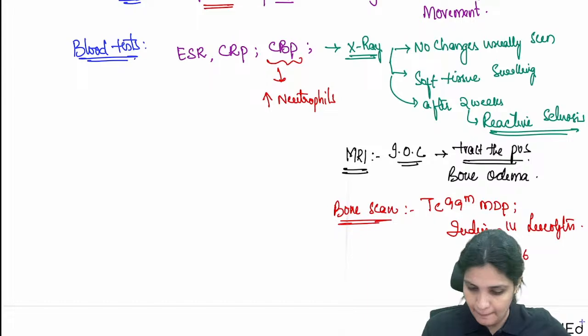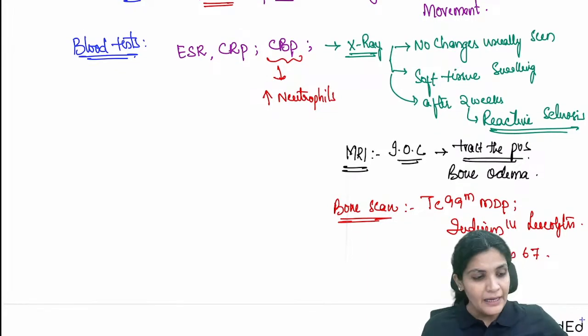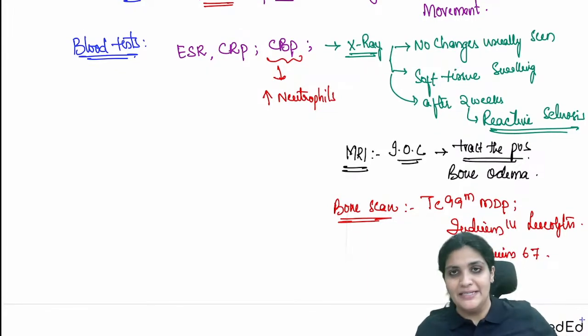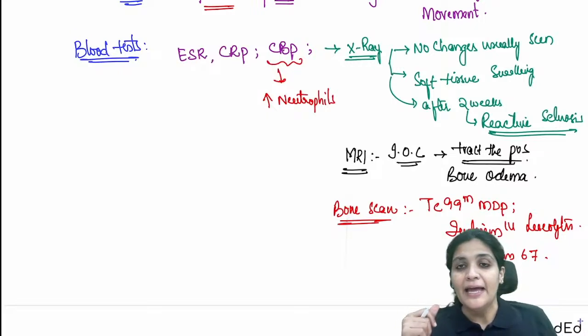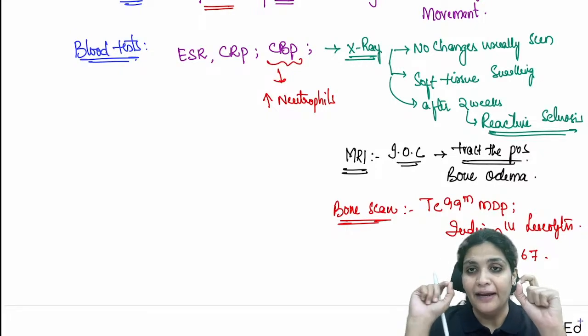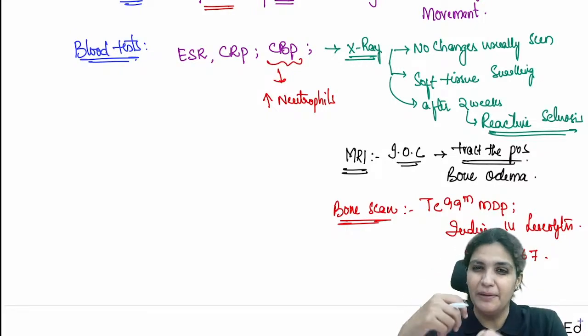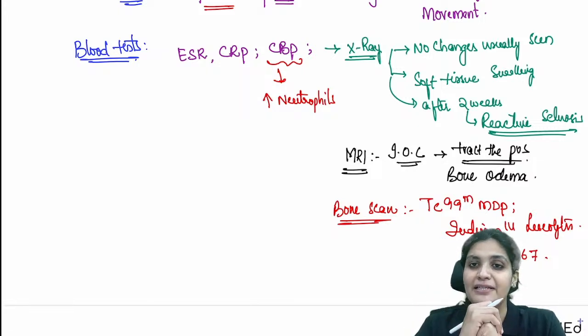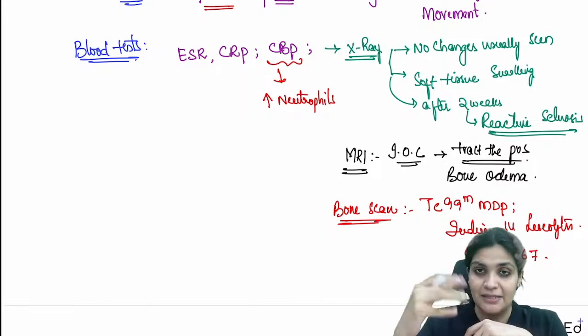Gallium 60. Right, so these are the bone scan materials. These are the radioactive dyes which we inject, but usually we don't do it for infections. These are done for identification of cancers, the metastasis.